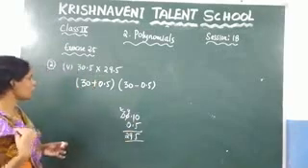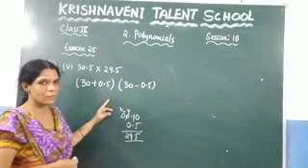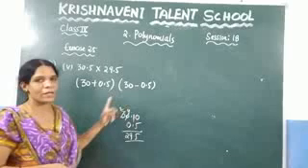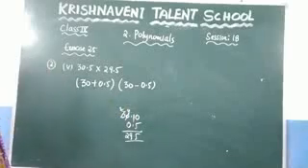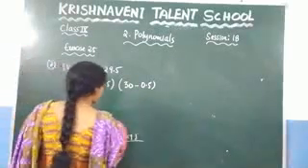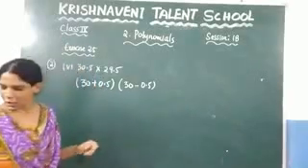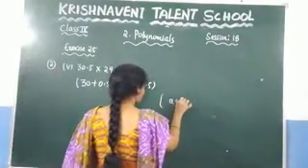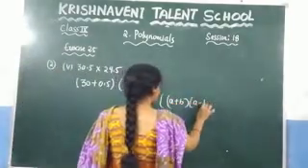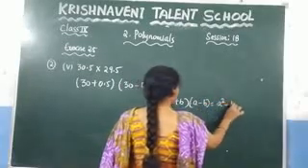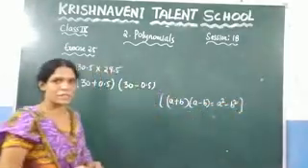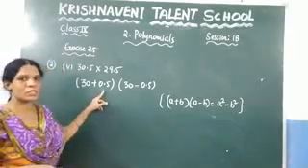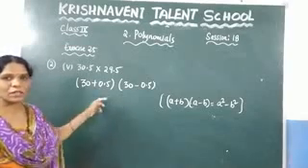So here we are writing 30.5 as 30 plus 0.5 and 29.5 as 30 minus 0.5. Clearly you can observe that it is in the form of a plus b into a minus b. And you know the identity of a plus b into a minus b, which is a square minus b square. Now here the value of a is 30, and the value of b is 0.5. Now you need to take the square of these values.